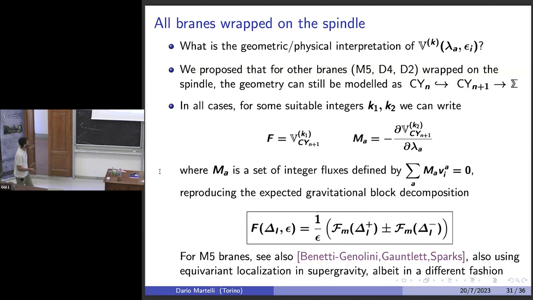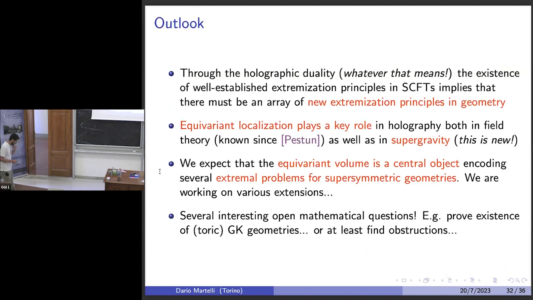Okay, so outlook and recap. Through the holographic duality, whatever that means, the existence of a well-established extremization principle in conformal field theory implies that there must be an array of new extremization principles in geometry. And equivariant localization must play a role in holography, both in field theory, and this was known since Bastianelli in 2007, although recently we have worked on some non-trivial generalization which involved orbifolds, which was not done until now. So this is another talk which I did not give today. I would give it somewhere else.